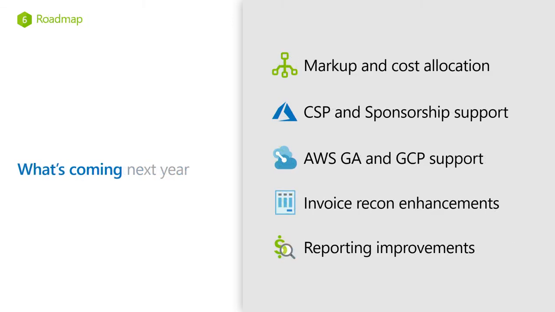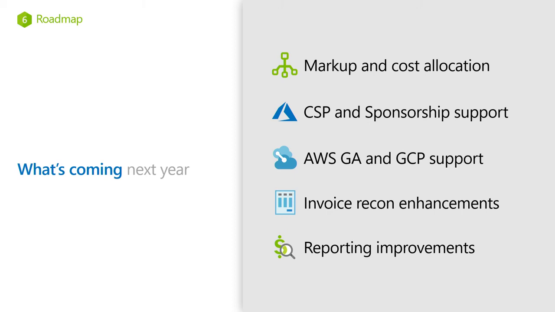I also wanted to touch a little bit about our roadmap and all of the exciting features that we're bringing next year. Starting with the markup and cost allocation features. So markup is the ability to add a margin over your base Azure costs, and cost allocation is the way to split costs across different teams within your organizations for things like shared resources or any overhead charges that you have within your organization. So the support for that is coming in next year.